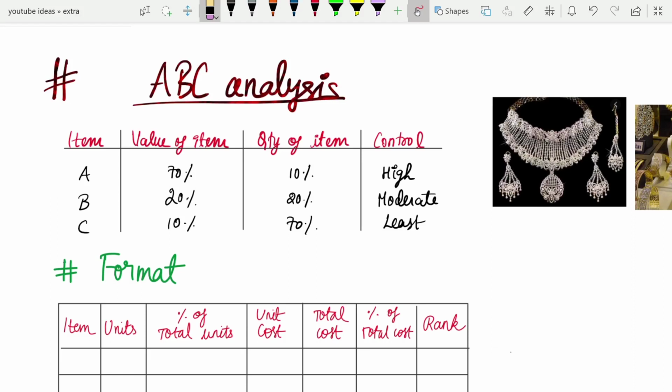So in the series of costing crash course, today we are going to see yet another topic of material costing, and the topic is ABC analysis. This is quite a simple topic. So let's begin with it.